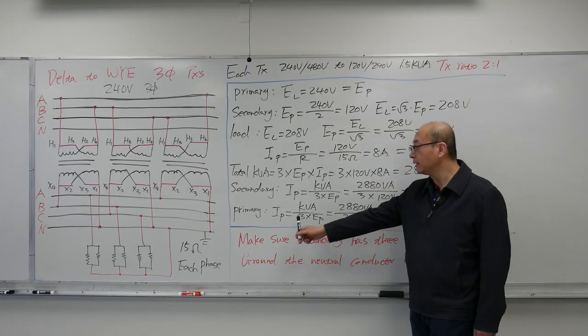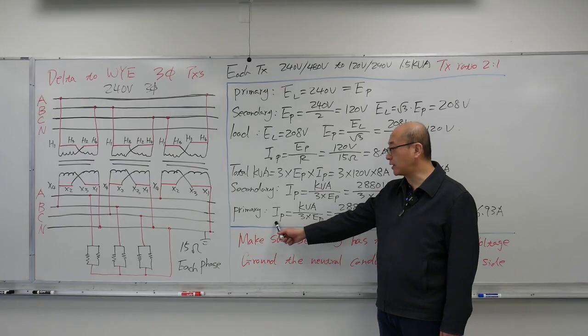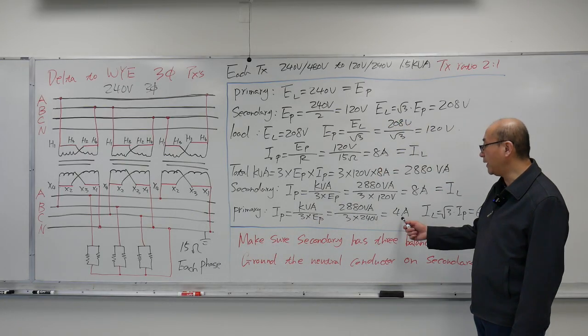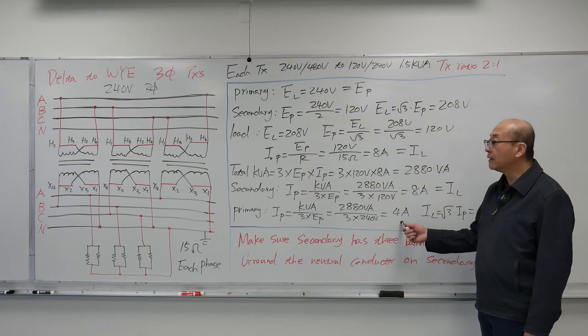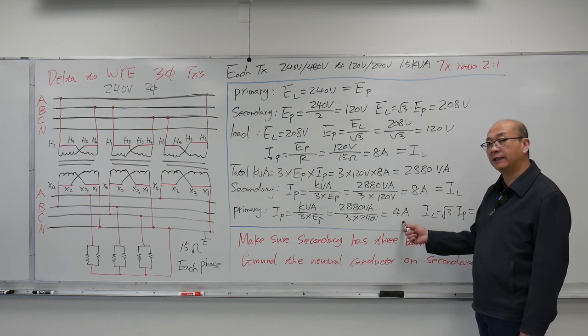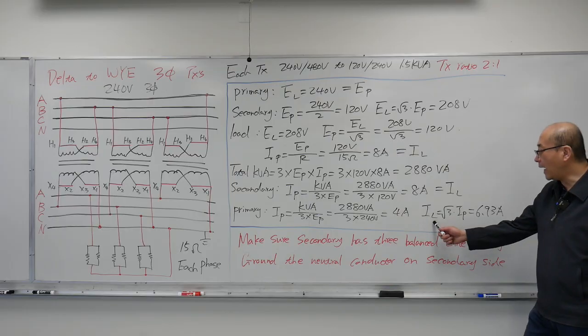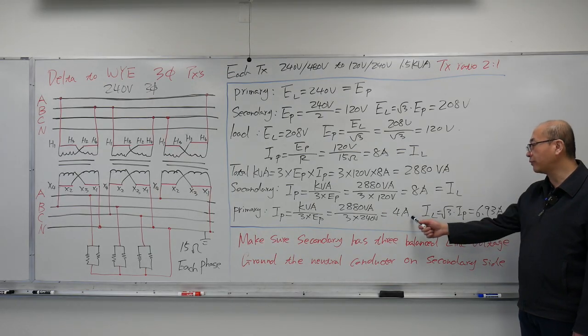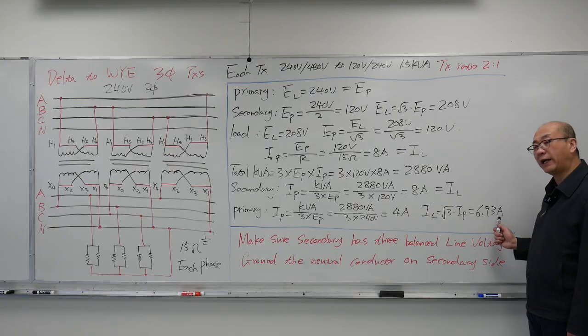Now the primary. I calculate the primary phase current first: VA divided by 3, divided by E phase, gives 4 amps. But because the primary is connected in delta, the line current is √3 higher than the phase current. So √3 times 4 amps gives 6.93 amps. That's my line current on the primary side.